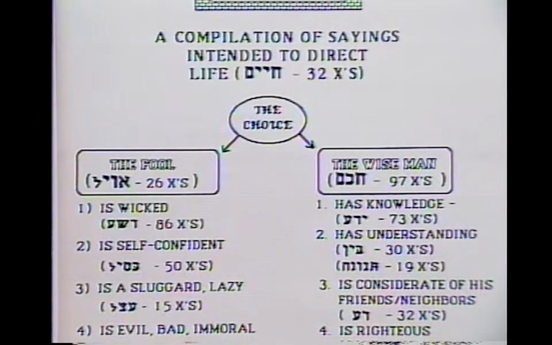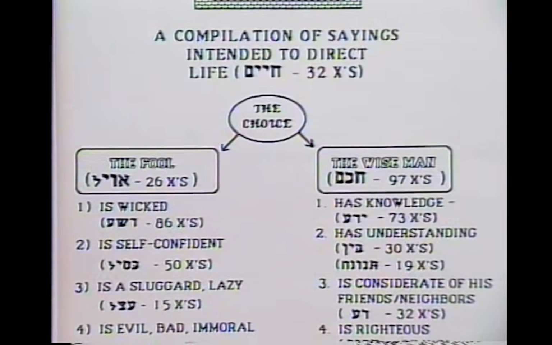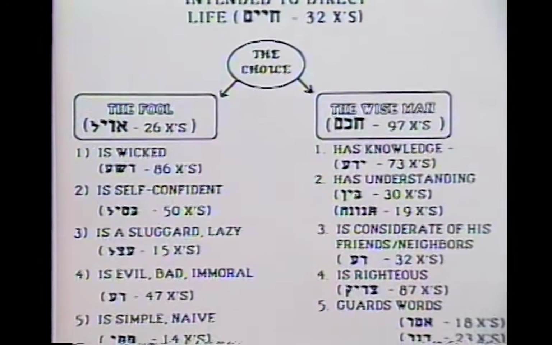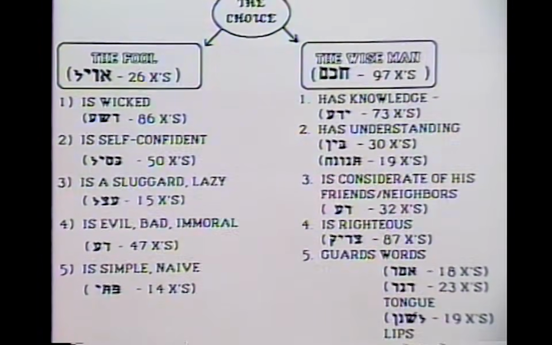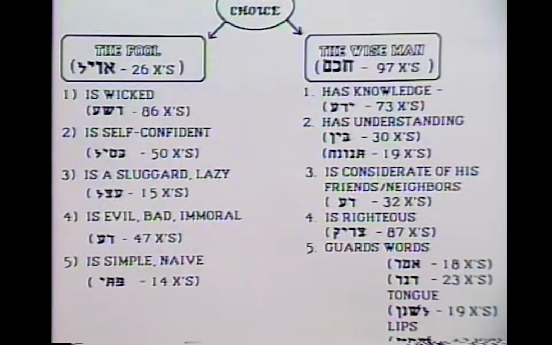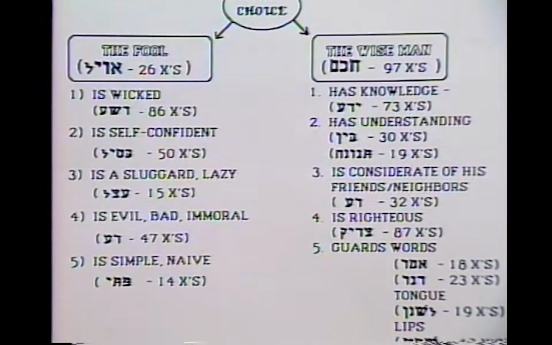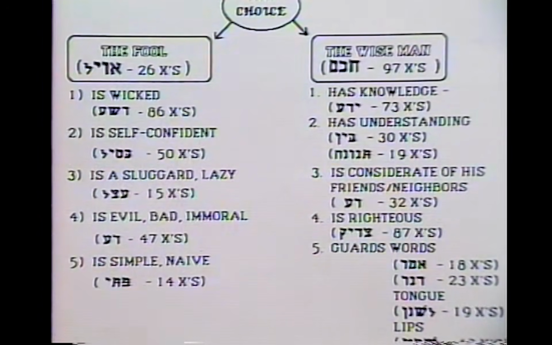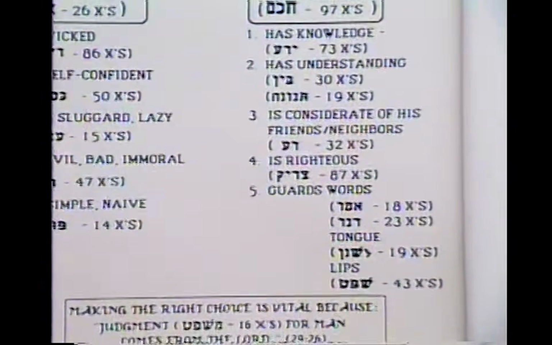The fool is wicked. The word rasha occurs 86 times. He is self-confident, kesil. He is a sluggard, or lazy, 15 times. He's evil, bad, or immoral, 47 times. There's our word ra. He is simple or naive, peti. On the other side, the wise man, the chakam. He has knowledge, yada. He has understanding. He is considered by his friends and his neighbors, rea. He is righteous, tsaddiq, and he guards his words. A number of different ways of expressing that point.